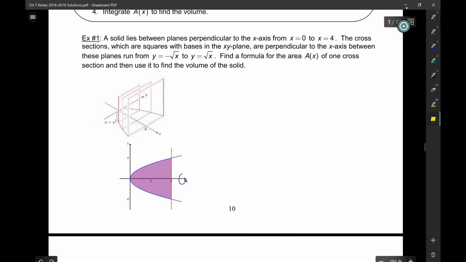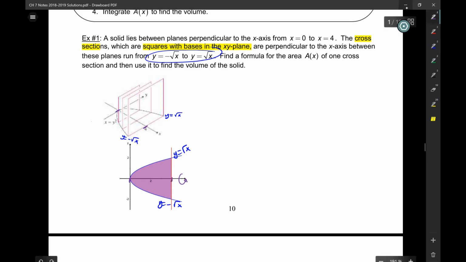All right, so look at what this says. A solid lies between the planes perpendicular to the x-axis from x equals 0 to x equals 4. The cross sections, which are squares with bases in the xy plane, that's what we need to focus on, are perpendicular to the x-axis between y equals negative root x and y equals root x. Find the formula for the area of one cross section and use it to find the volume of the solid.